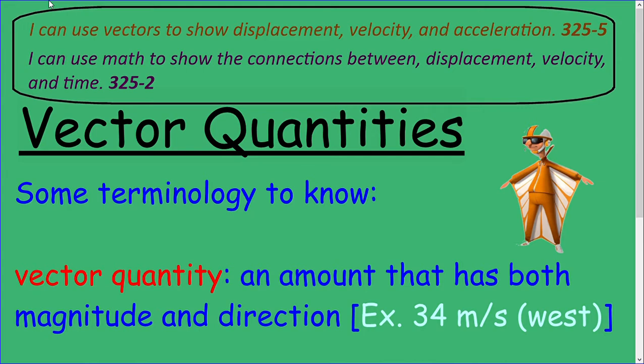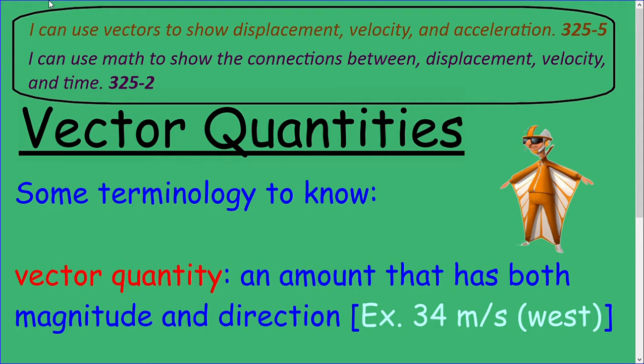Alright, so we're ready for the next section in our kinematics unit, which is on vector quantities. Our outcomes, there's a couple in this one. You can use vectors to show displacement, velocity, and acceleration. And then you can also use math to see the connections between displacement, time, and velocity.